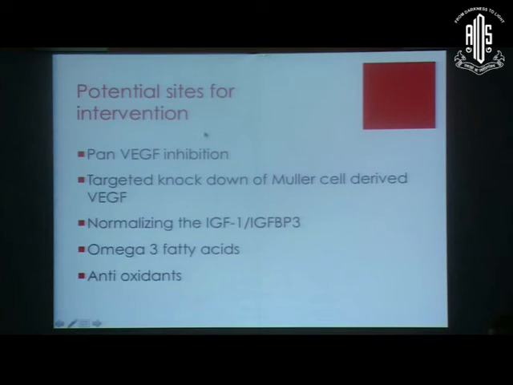Still we rely on pan-VEGF blockade. Another approach is normalizing IGF-1 and insulin-like growth factor binding protein 3 levels in the blood. Some studies have shown that by normalizing them to the intrauterine level, you reduce the abnormal VEGF response. The use of omega-3 fatty acids and antioxidants has been tried, not very successfully, but this is probably something to look forward to for the future.